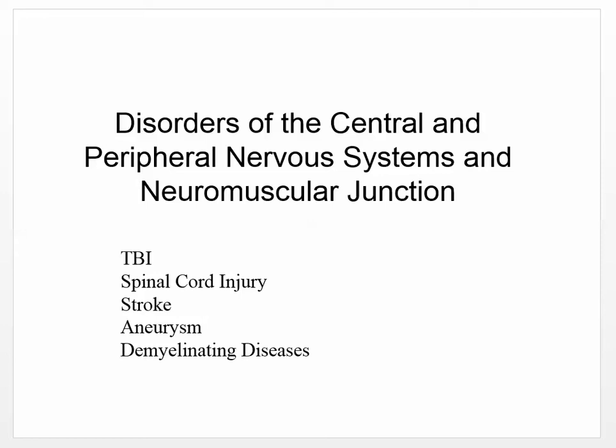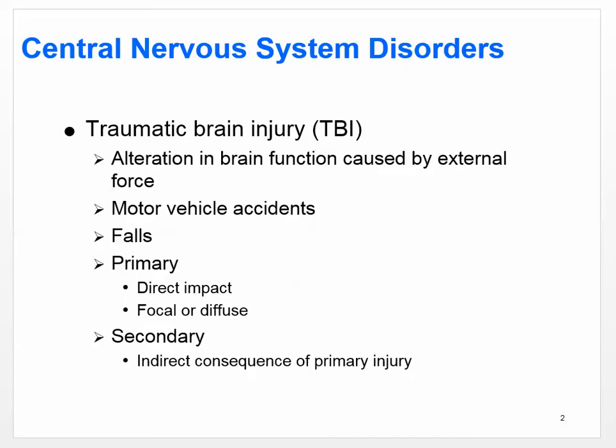Okay, so this is a chapter on disorders of central and peripheral nervous systems and neuromuscular junction. What we're really going to talk about are traumatic brain injuries and related things, spinal cord injury, stroke, aneurysm, and a couple of demyelinating diseases.